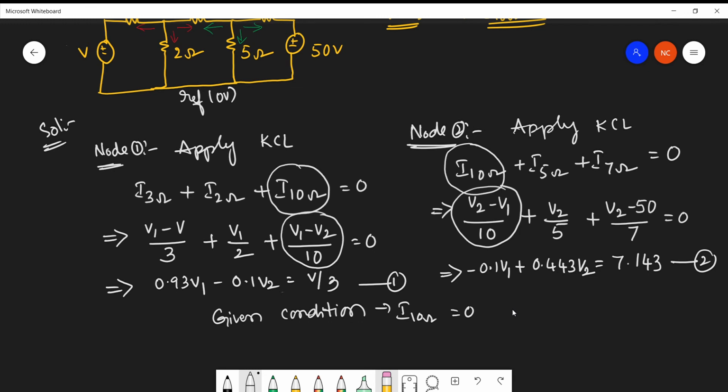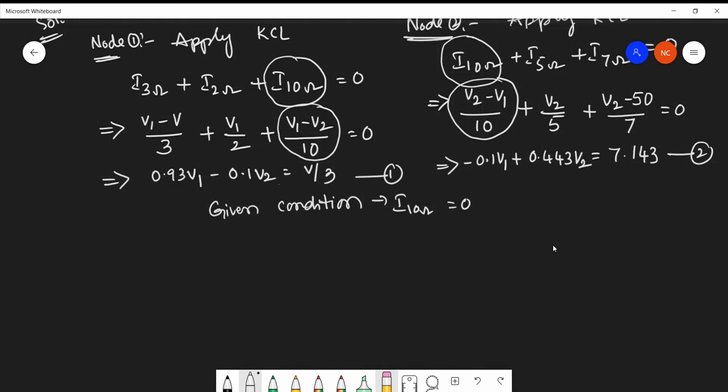If you get a minus sign, it means the assumed direction was wrong and the current was flowing in the reverse way. The magnitude of the current will be the same. I'll go with the first one, (V1 minus V2)/10. This is the current passing through 10 ohm, which equals 0. So V1 minus V2 equals 0. This is the third equation.